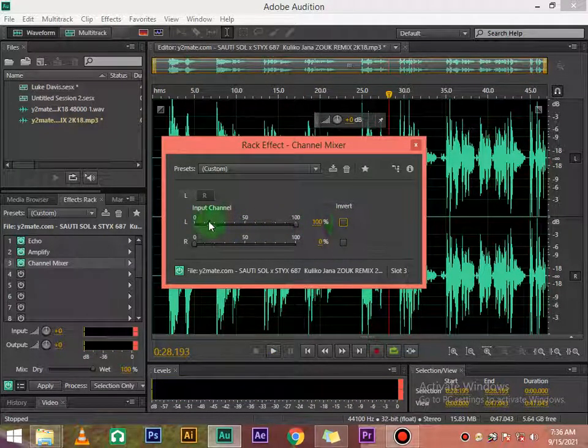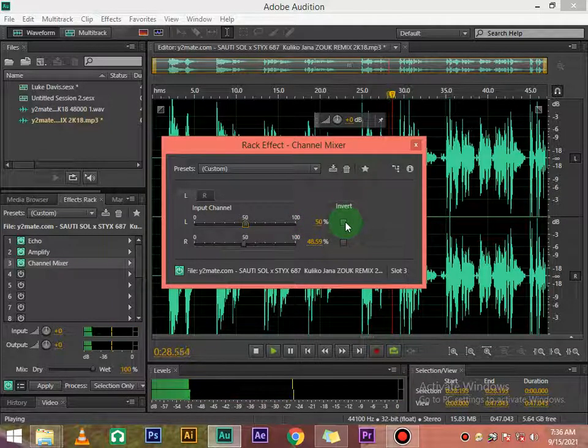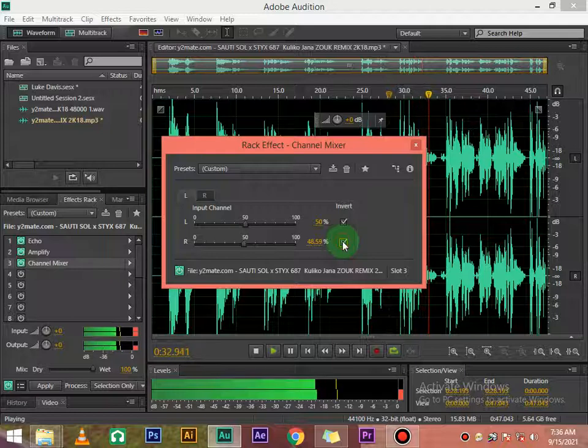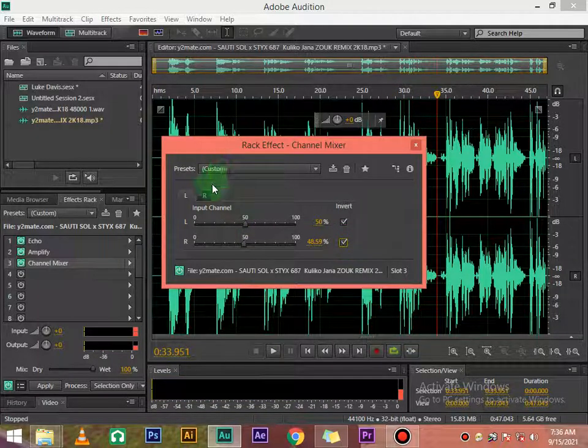now you see left is at 100% while right is at 0%. Let's make it 50-50. That one 50, also this one 50. Let's listen to it. You make my life feel bright. So that is it. You can always play around with the left, right.